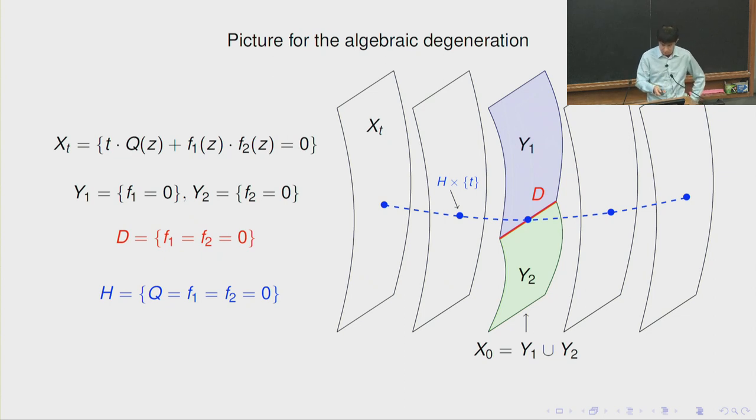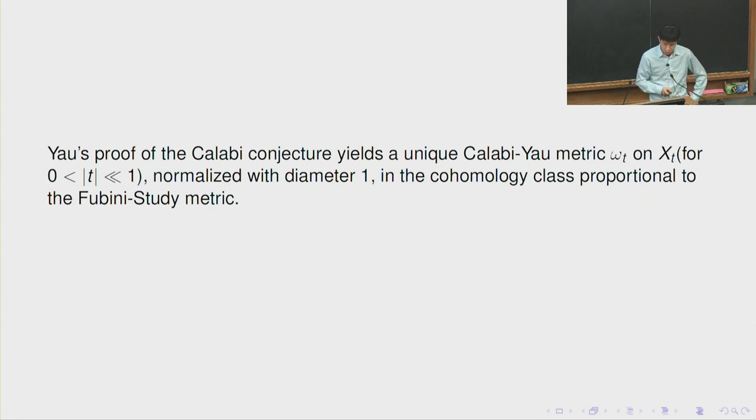When t is small but not zero, on this general fiber X_t, we can use Yau's proof of the Calabi conjecture. It gives us a unique Calabi-Yau metric in the cohomology class proportional to the Fubini-Study metric on the hypersurface. We normalize it so that the diameter is one. These Calabi-Yau metrics are Ricci flat, so you can dilate them. If you want to really understand the geometry of a family of them, one has to choose a scale. The scale now is the minimal possible scale with diameter equals 1.